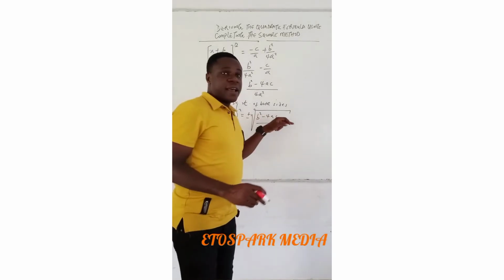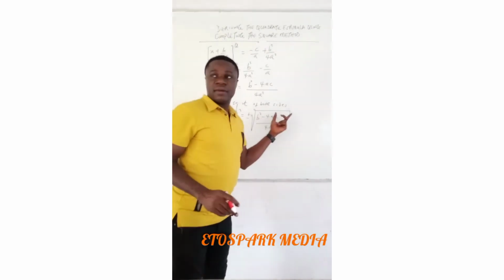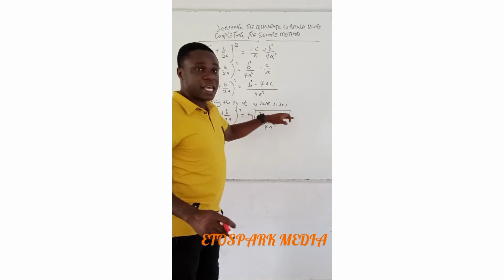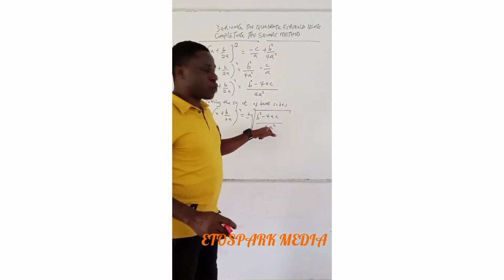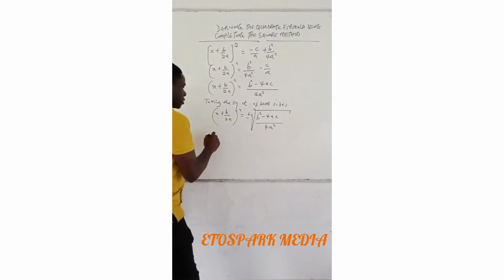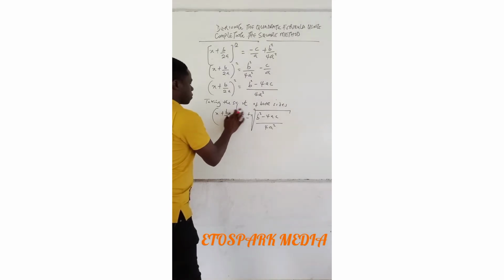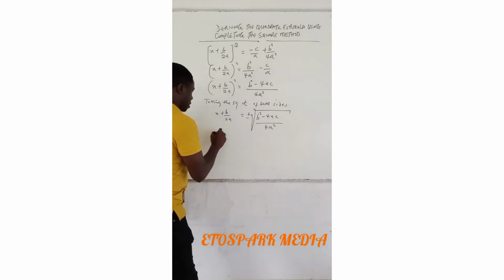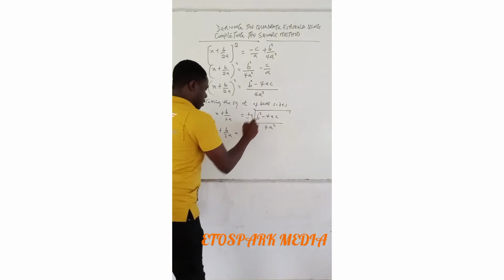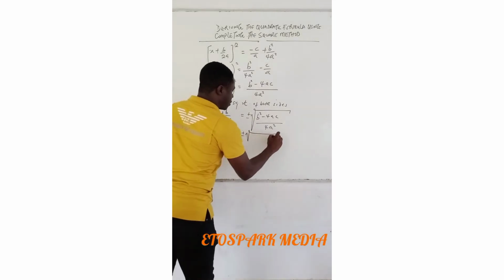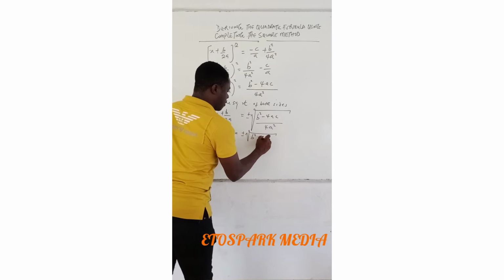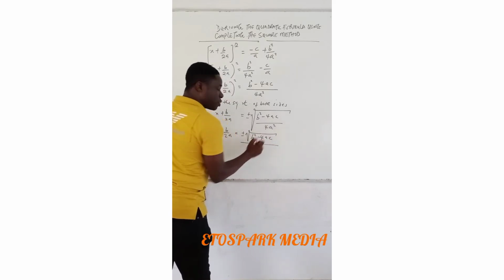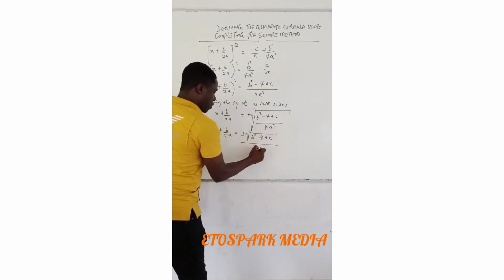Now, we cannot take the square root of the term in the numerator here, but we can take the square root of this term here. So this becomes x plus b over 2a equals plus or minus the square root of b squared minus 4ac all over the square root of 4, which is 2, and the square root of a squared, which is a.